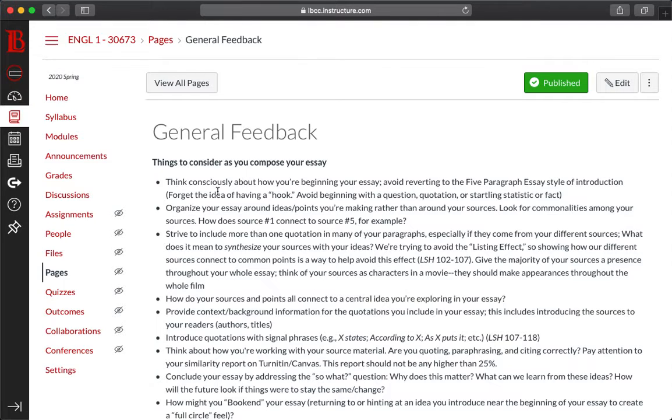So first, I want you guys to think consciously about how you're beginning your essay. So avoid reverting to the 5-paragraph essay style of introduction. That's where we were encouraged to have a hook. The hook is really cheesy, so I want you guys to forget about that idea of having a hook. So avoid beginning with a question. Don't just find some random quotation from like Benjamin Franklin that you think will kind of lead into your topic, and don't start off with a startling statistic or fact. Those are carryovers from the 5-paragraph essay model, and they're cheesy.